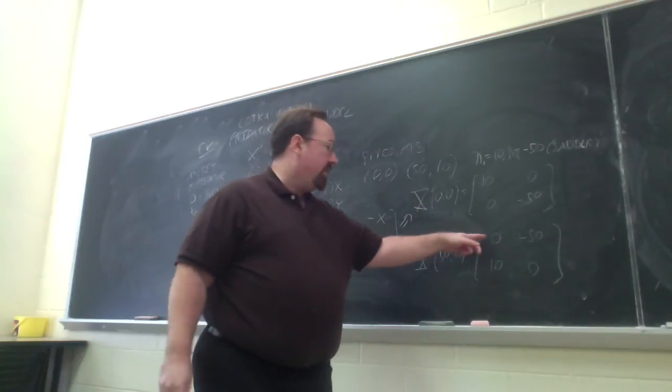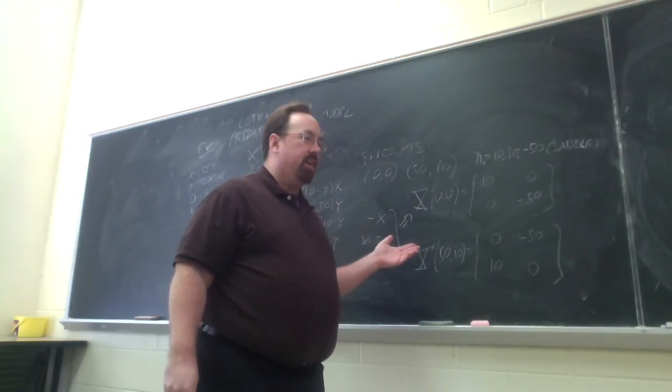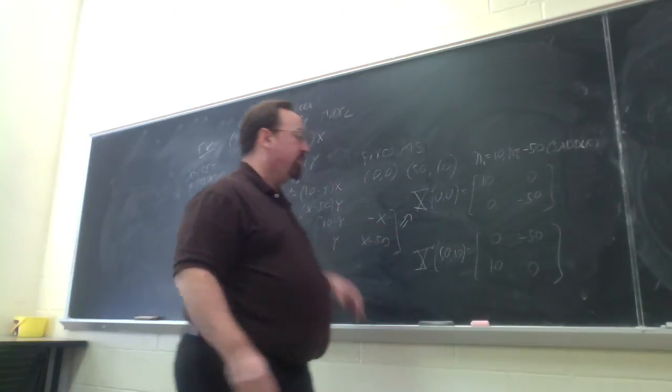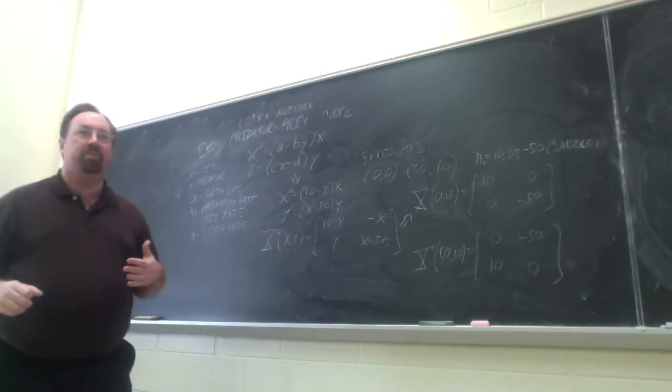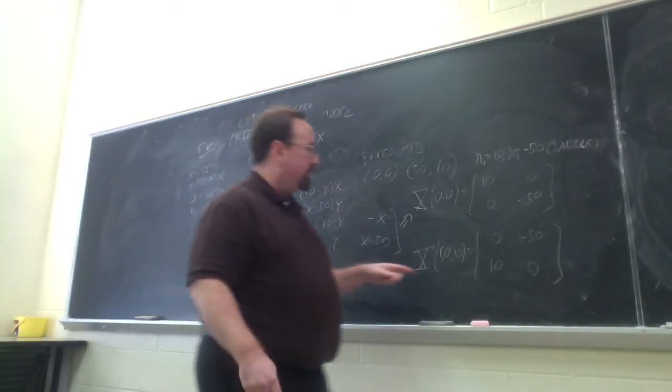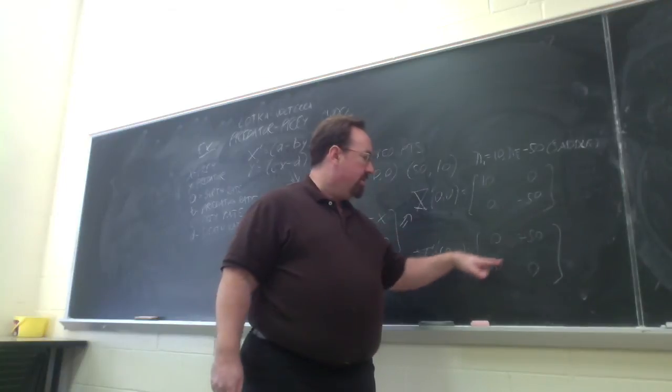And then over here, we can't just read off the eigenvalues because nothing is diagonal. But because the diagonal entries are 0, that means the trace is 0. So the eigenvalues sum to 0, so they're negatives of each other. But what's the determinant? The determinant is 500.